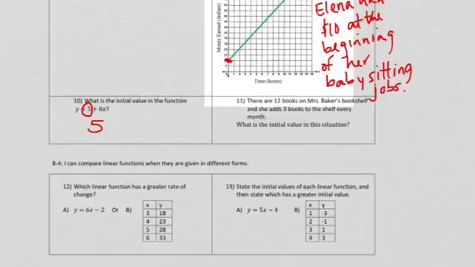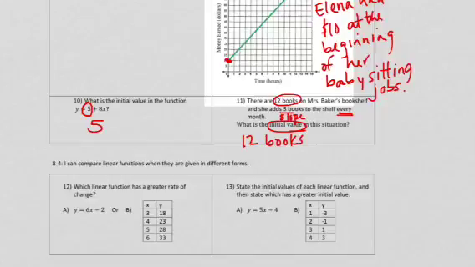In number 11, there are 12 books on Mrs. Baker's bookshelf, and she adds three books to the shelf every month. Keyword every means that 3 is the slope, but this one is asking for initial value. So how many did she start with? She started with 12 books. So that's the initial value.